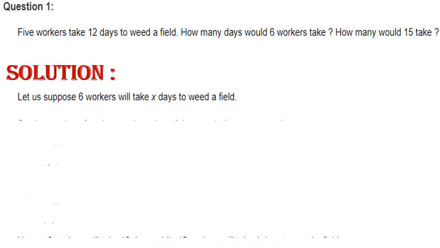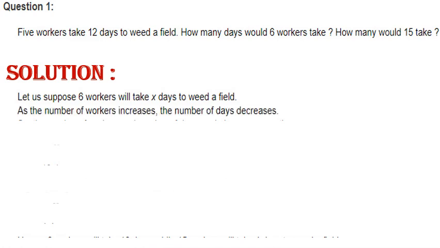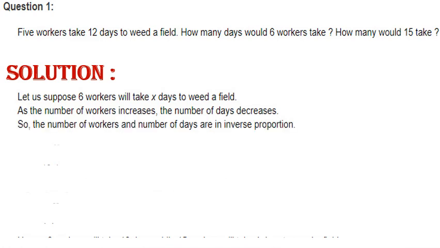Let us suppose 6 workers will take X days to weed a field, as they are inversely proportional. Why? Because as the number of workers increases, the number of days decreases. So the number of workers and number of days are in inverse proportion. If they are in inverse proportion, the product of both will be equivalent. The product of workers and days in the first situation and in the second situation will be constant.